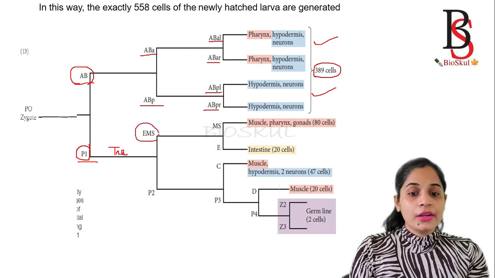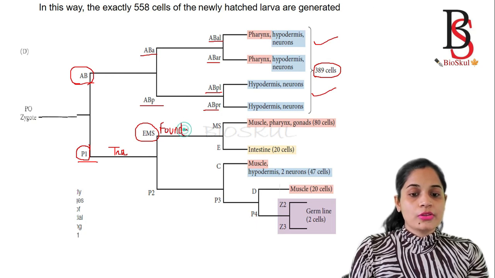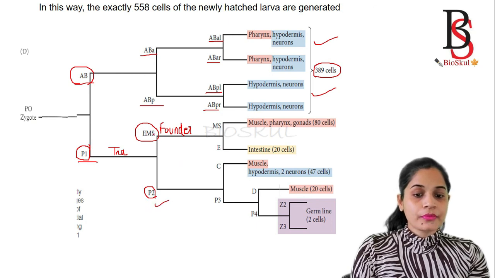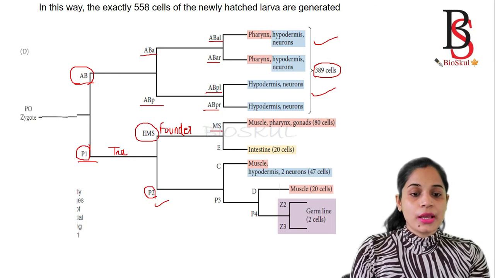into the anterior founder cell. This founder cell is known as the EMS, the posterior anterior founder cell. EMS forms the endoderm as well as the mesoderm, and it forms the posterior stem cell. The posterior stem cell is marked by P2, okay. So this founder cell will be further divided into the MS cell.